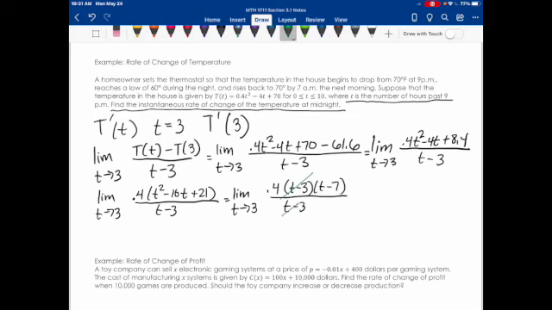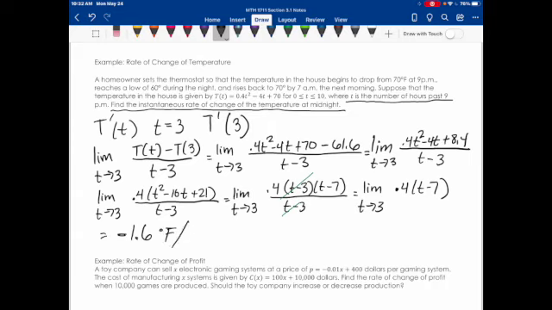I can cross off the factors they have in common, so I can get rid of T minus 3. What I'm left with is the limit as T approaches 3 of 0.4 times T minus 7. Now that I've gotten rid of that denominator, I can use direct substitution and limit laws. So if I take the limit as T goes to 3, I'm going to get negative 1.6.